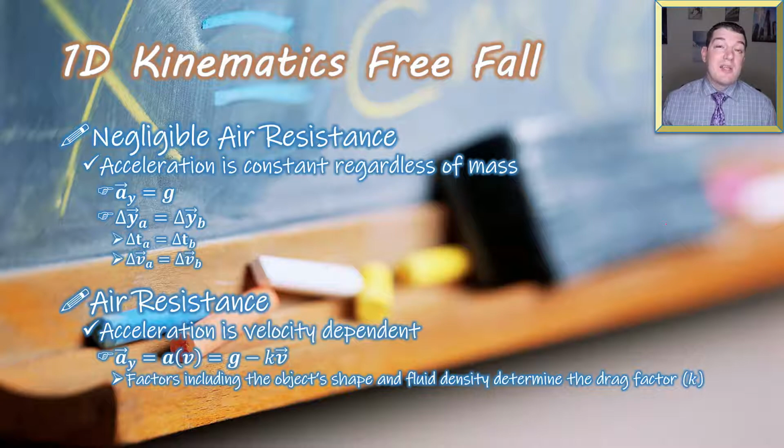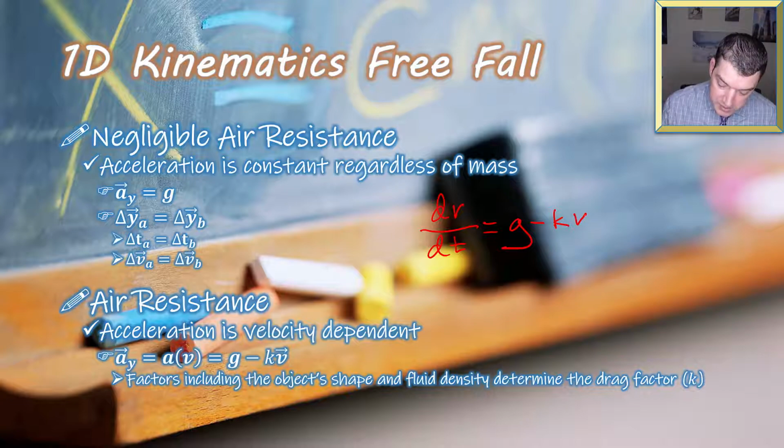Note, it does not stop falling. It continues falling towards Earth. It just stops accelerating. It stops speeding up. Looking at this statement, the acceleration, which is the derivative of velocity in terms of time, is equal to that acceleration of gravity minus that constant times the velocity at that time.